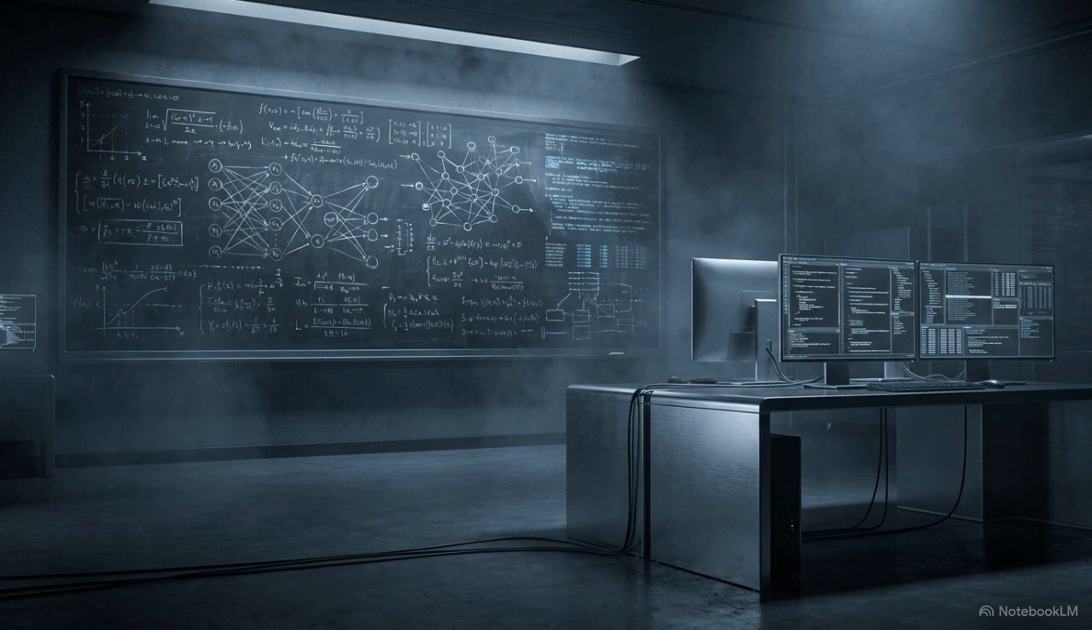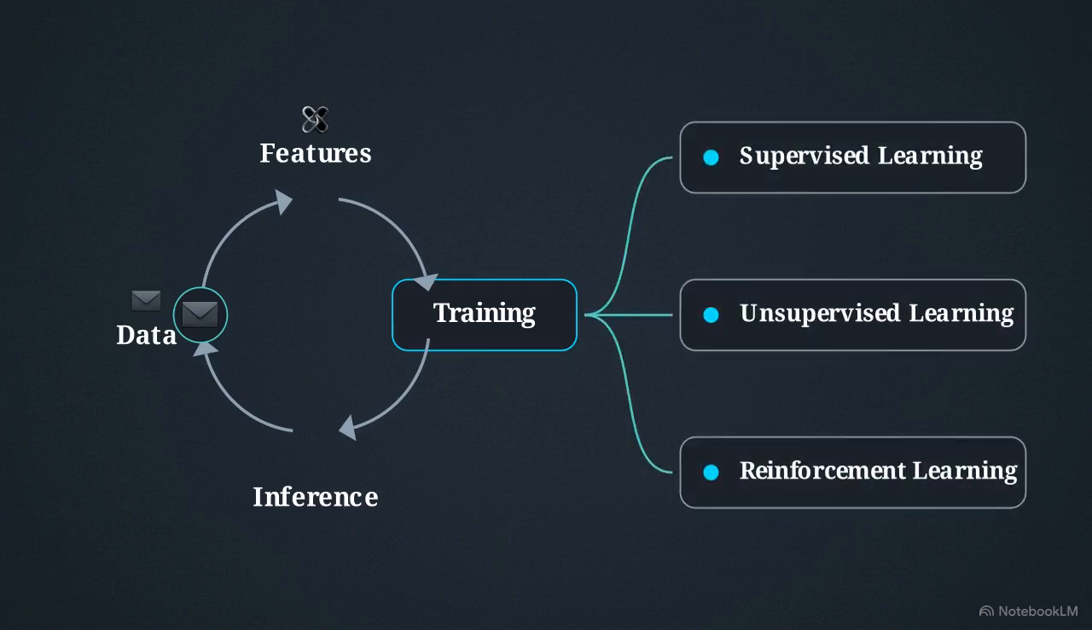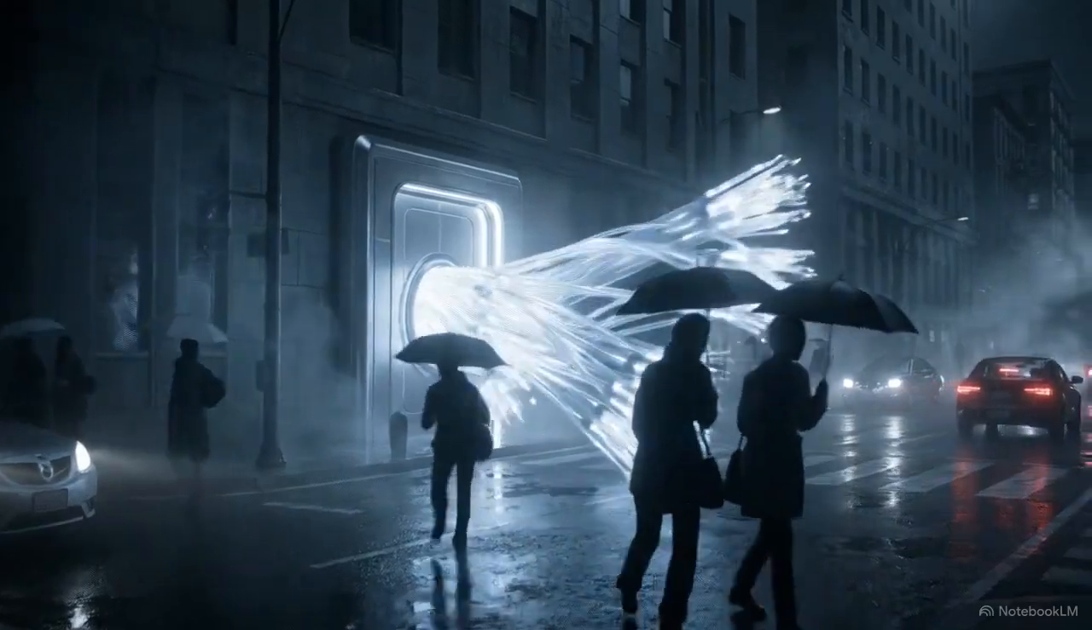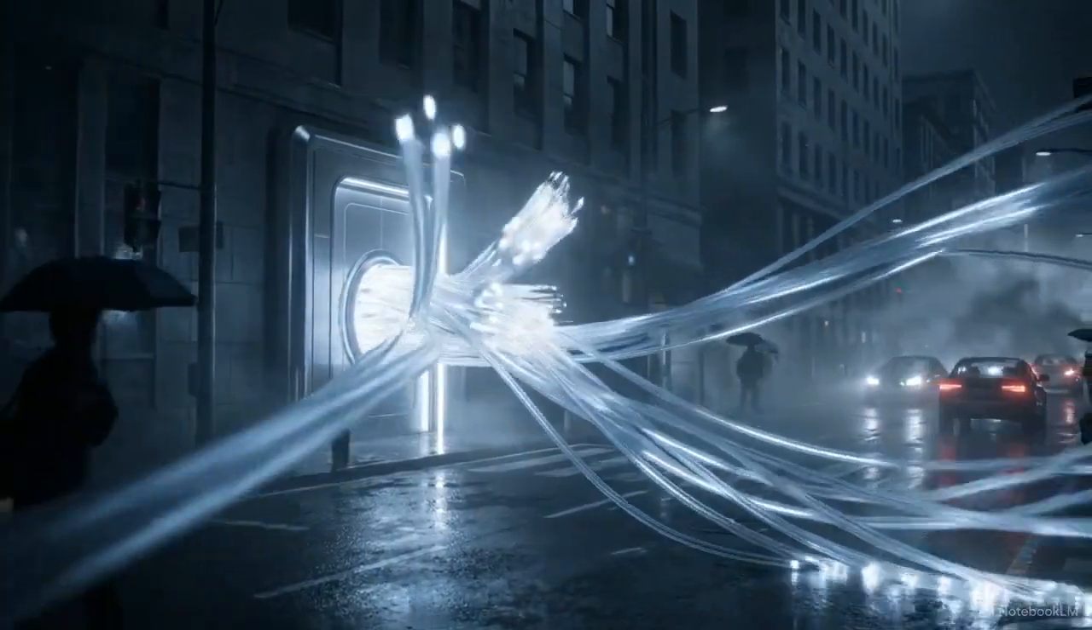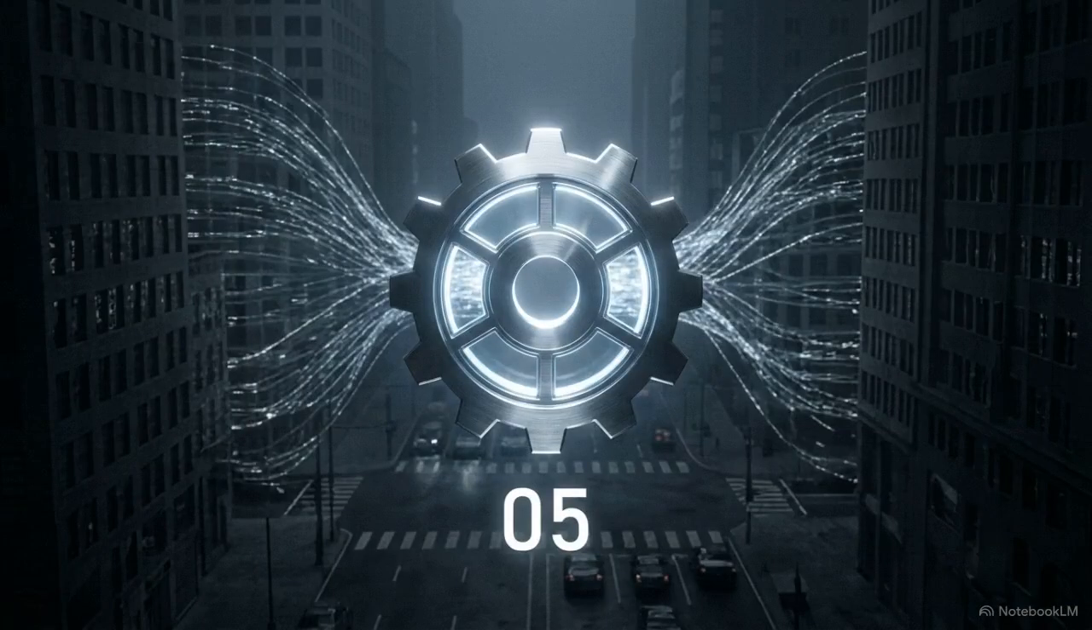We've established how machine learning works in theory. We've looked at how models are built, the steps of the machine learning lifecycle, and the three main styles of learning. Now we are taking those concepts out of the sterile laboratory and dropping them into unpredictable real-world environments. Welcome to Chapter 5, Machine Learning in Action.